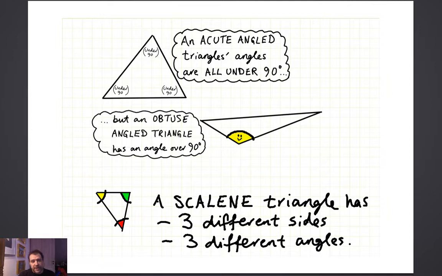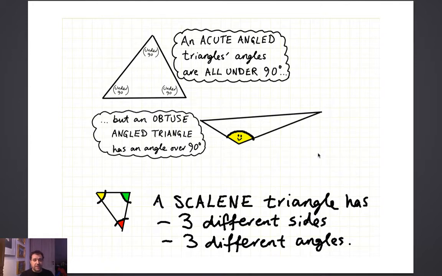But an obtuse angled triangle has an angle over 90 degrees. So this one here that I've put the little smiley on, over 90 degrees. Now, of course, to have an angle that's over 90 degrees, since the whole thing only adds up to 180, it's got to have a couple of acute angles in it.